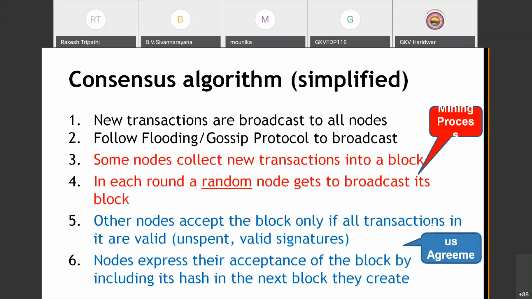So typically what happens? New transactions are broadcast to all nodes. We'll see this again in consensus. This is called flooding. Some node will collect new transactions into a block, and in each round a random node gets to broadcast this block. So what is happening? All transactions will happen and be broadcast. Everybody will know what transactions have happened. And there will be some nodes called miners. They will group these transactions into a block and append it to the blockchain.